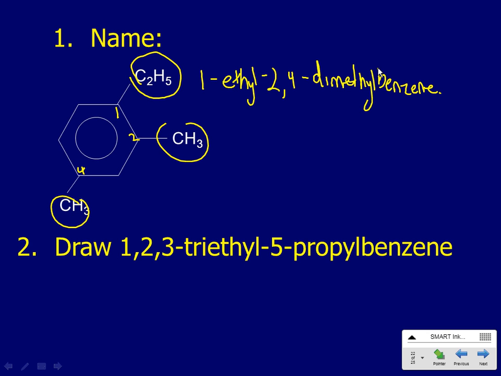Okay? Drawing up is always easier. I always draw up in reverse because we're starting with benzene. I'll just draw the benzene shape.